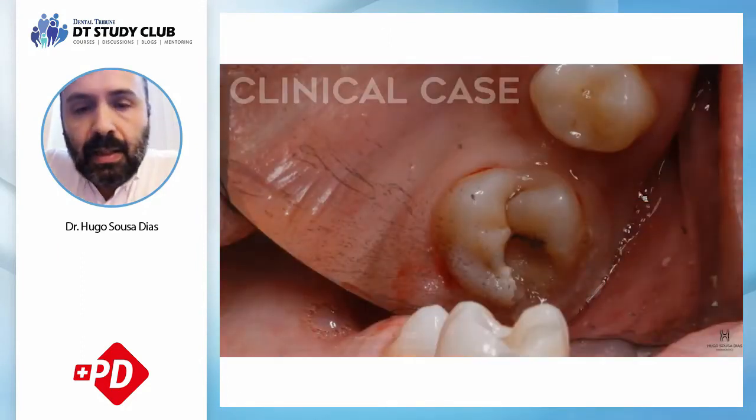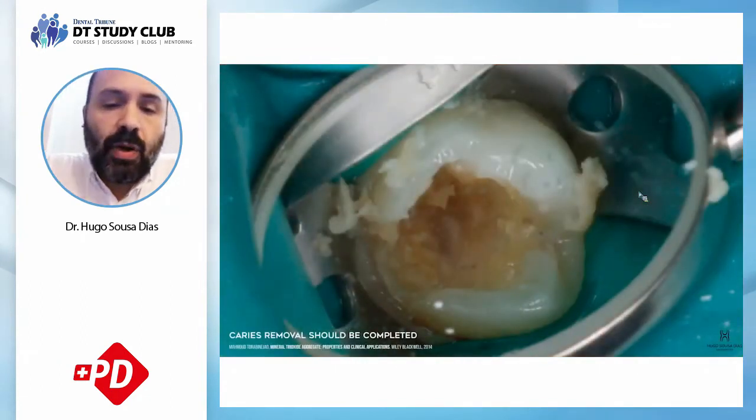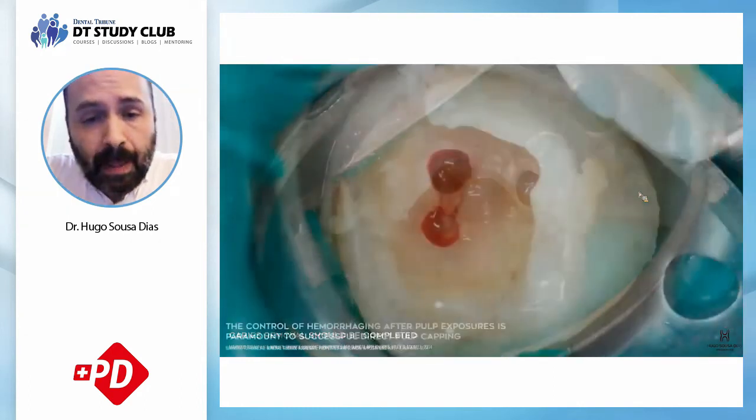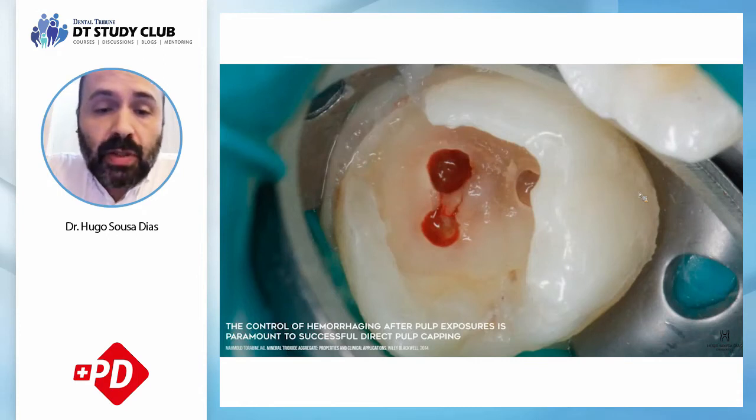Let's see this clinical case just to highlight some important points to take into consideration. It's important to remove the caries tissue. And when the pulp is exposed, it's important to control the hemorrhage in the area for successful direct pulp capping.